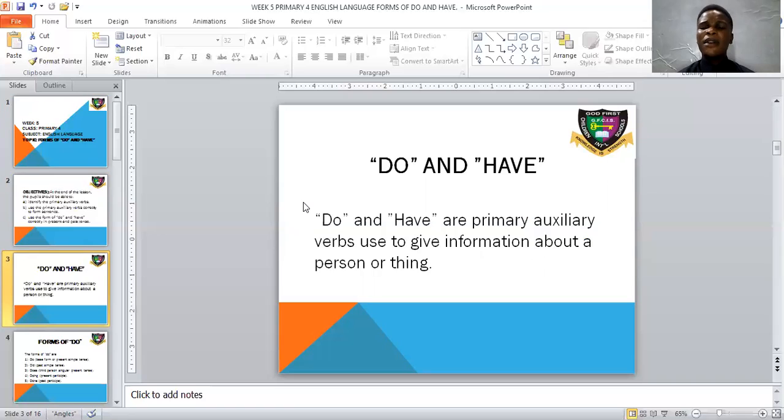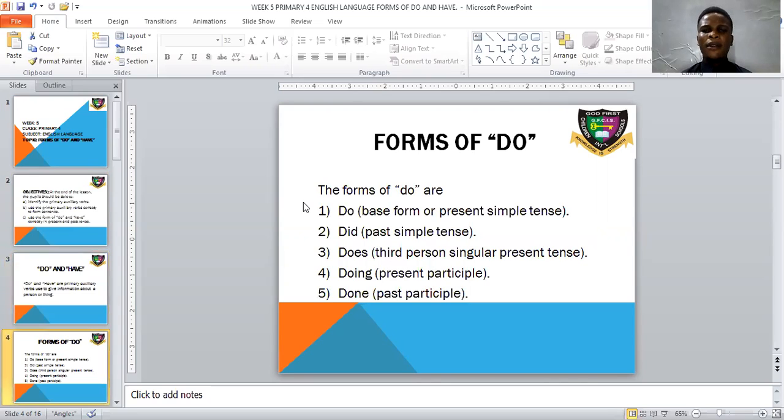Now, having said do and have are primary auxiliary verbs used to give information about a person or thing, let's quickly look into the forms of do and have. How can we use do and have in sentences? What are their forms? What are their past forms, their present forms? Let's look into that, starting with do. Do has different forms.